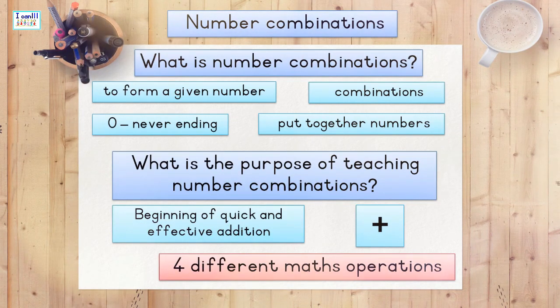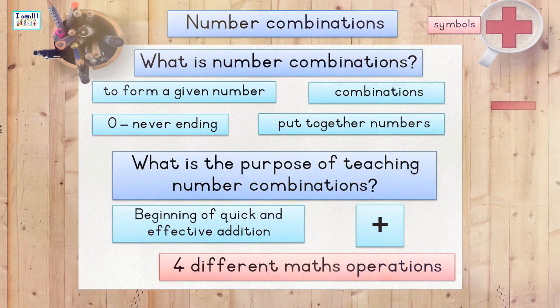There are four different maths operations. The operations are represented by symbols. The symbols have different names. We're going to look at a couple of them, not all of them. When you start with word sums, these names will come in very handy. You will know which operation to do when doing your word sums or your story sums.